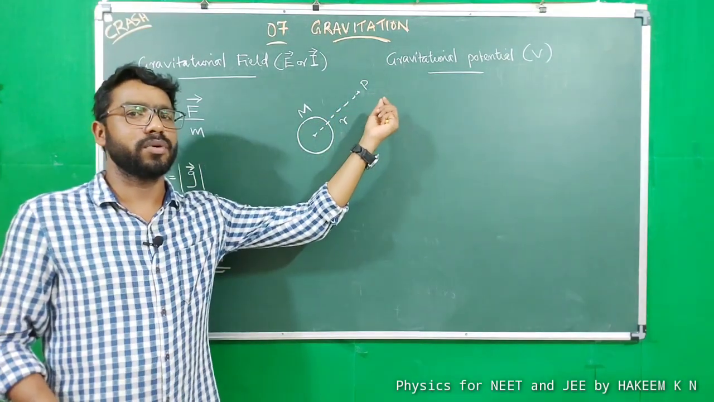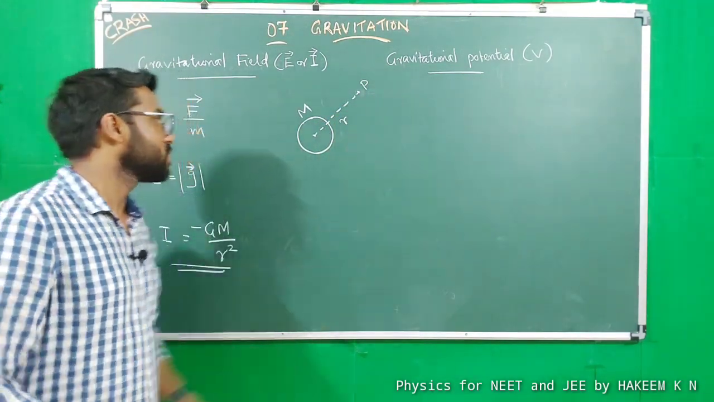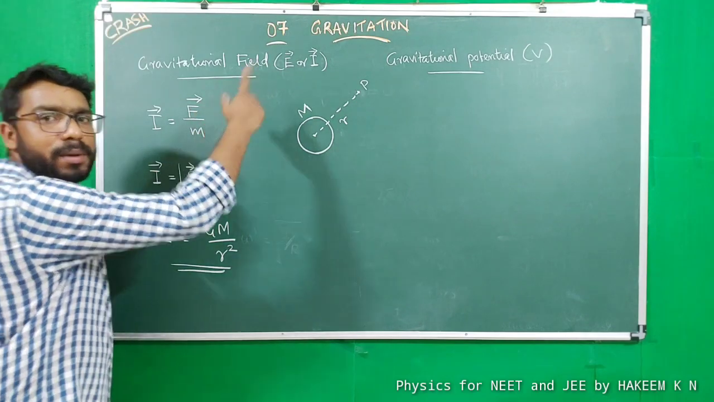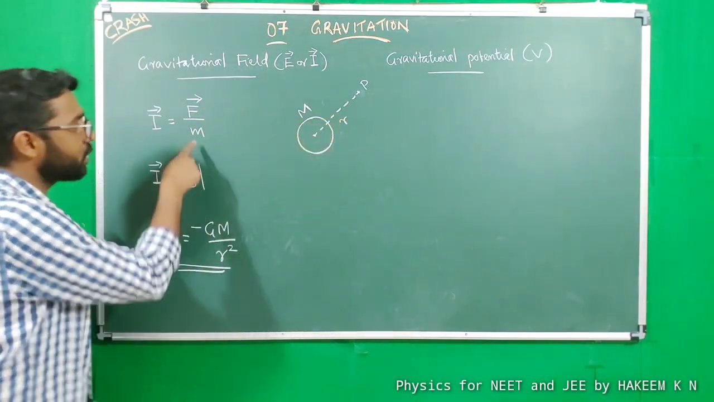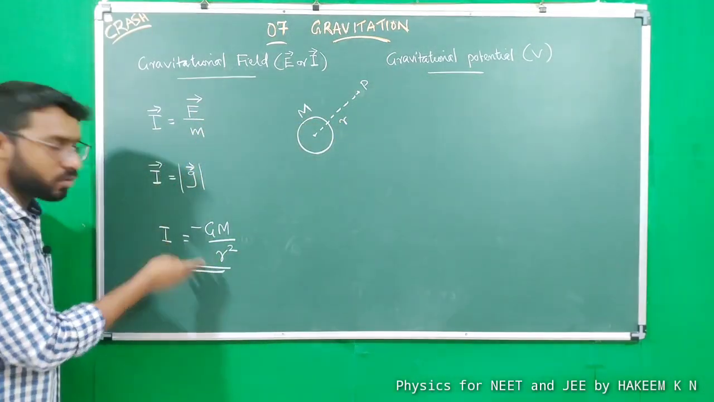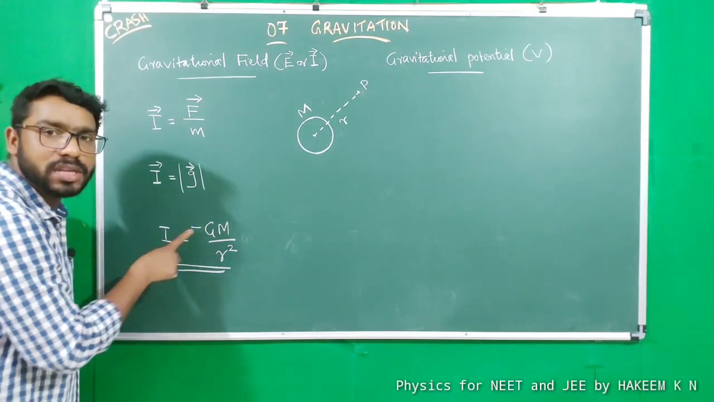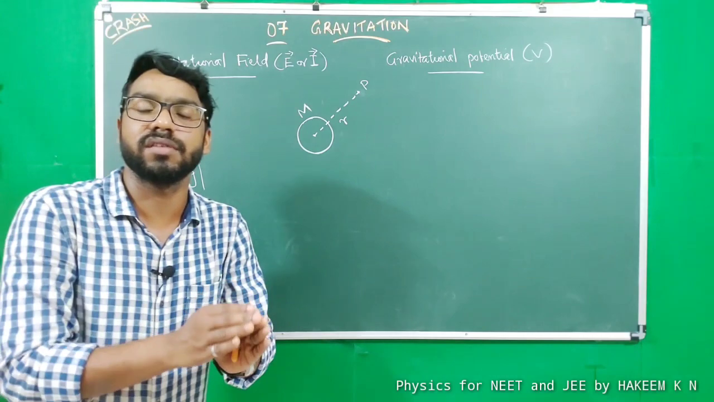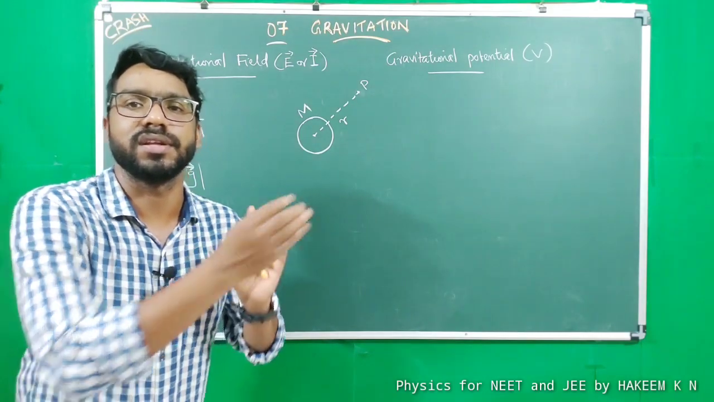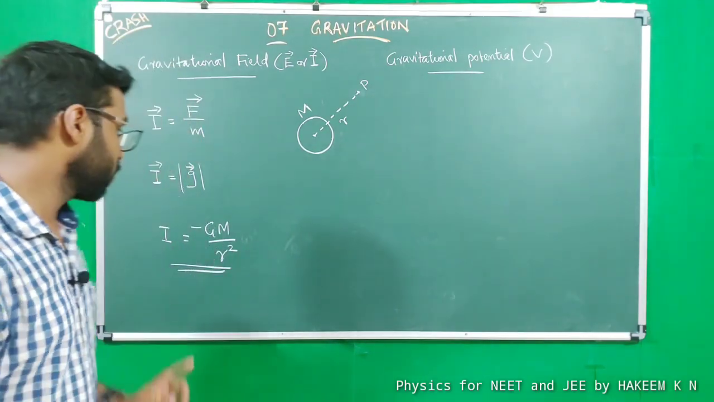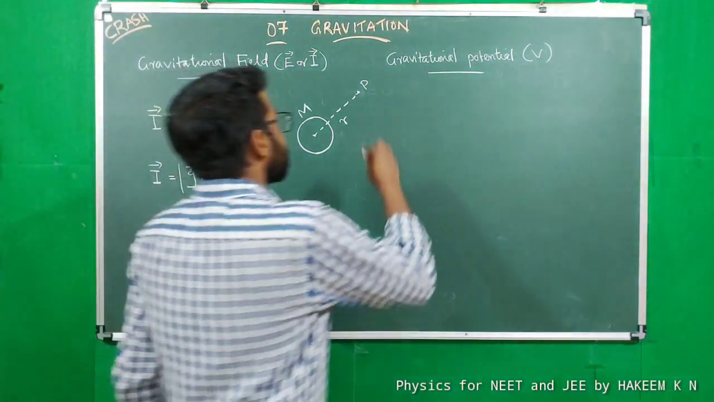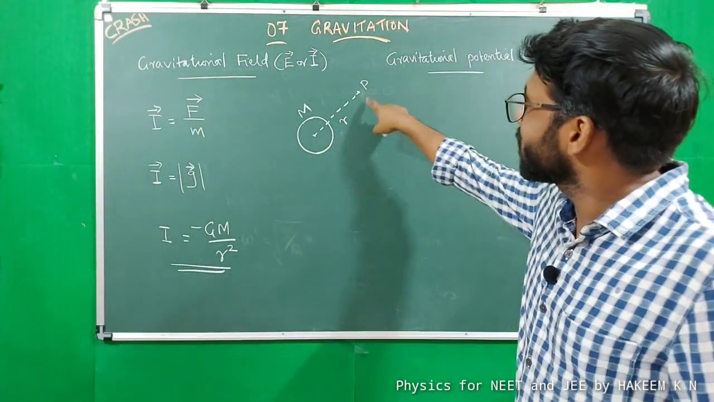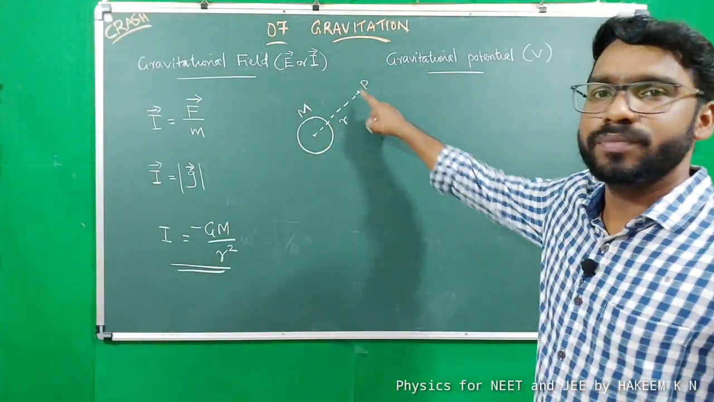If you are assuming a point mass m, then F equals GMm by r square divided by that mass m, and m will cancel out. So gravitational field intensity equals minus GM by r square. Gravitational field intensity is negative because the gravitational field is attractive. Okay. Then what is the gravitational potential at that point?